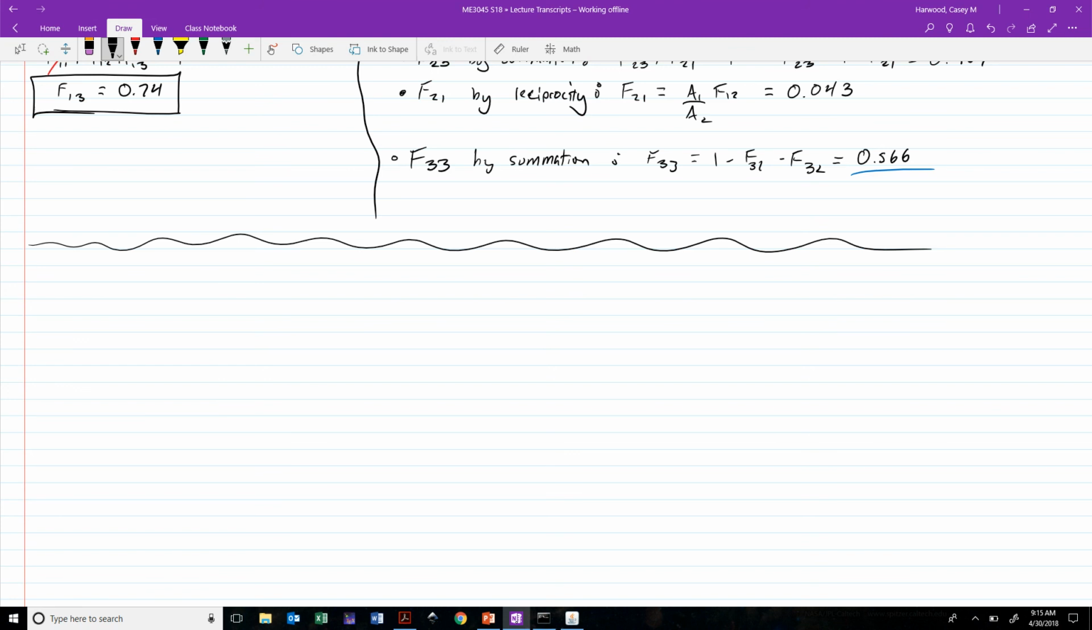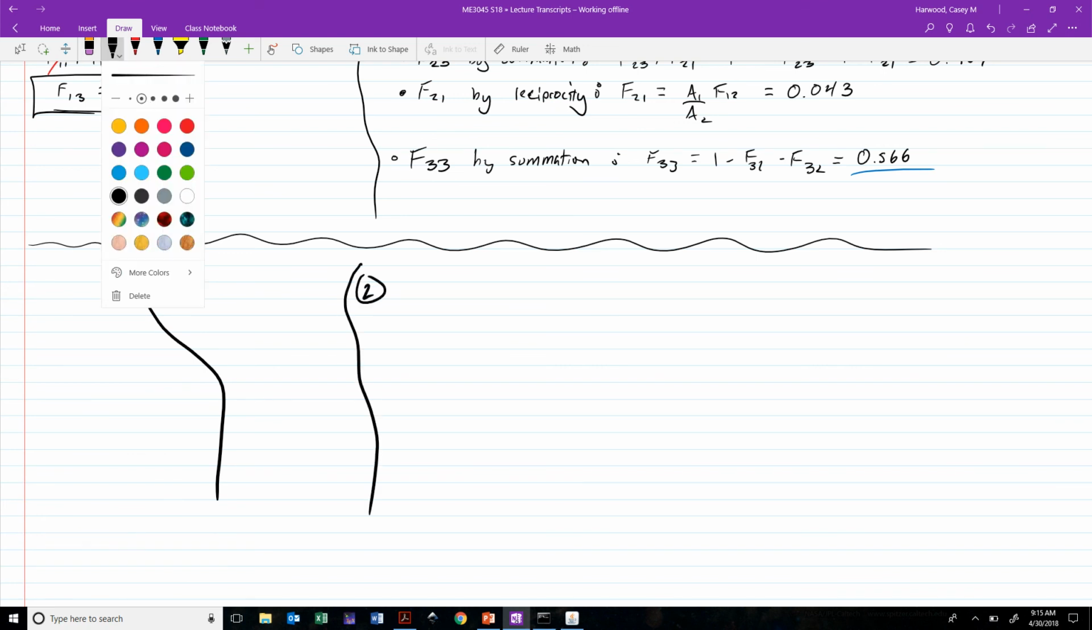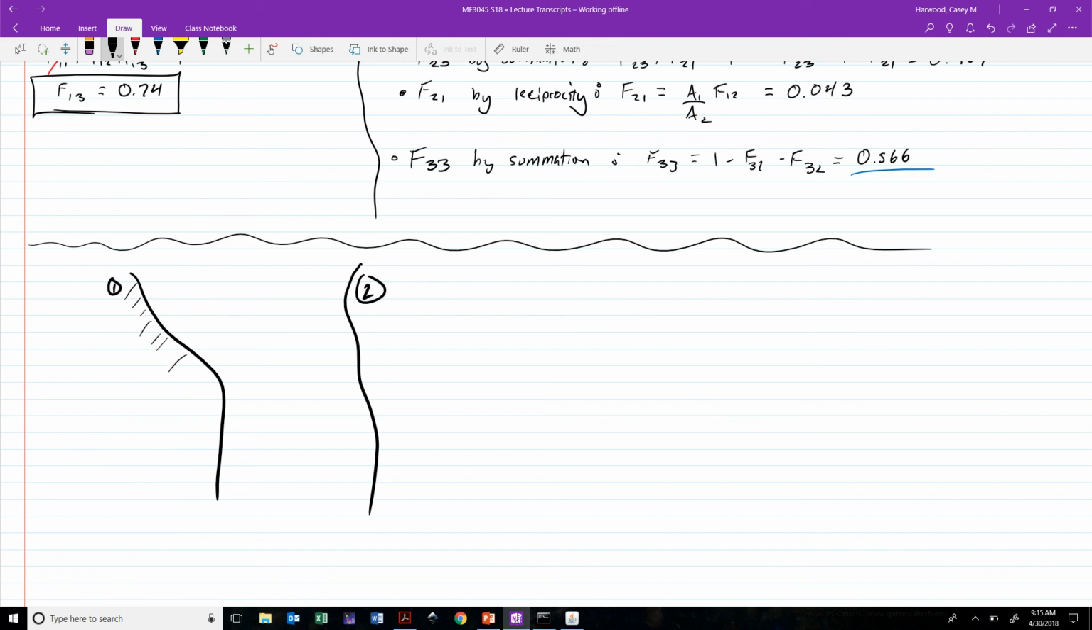So if we've got some surface here, we'll call this surface 1. Got another surface here, we'll call this surface 2. We generally say that what's in the middle here is what's called a non-participating medium. That means basically it's a vacuum, or it's something that doesn't substantially alter the propagation of radiated energy.